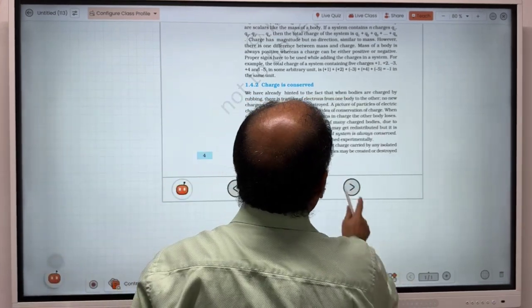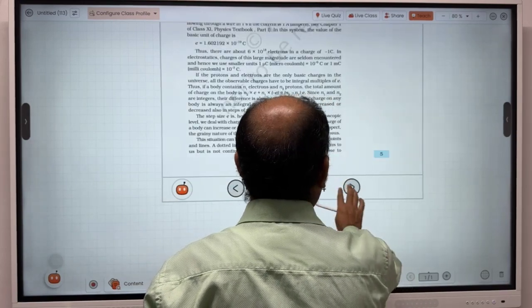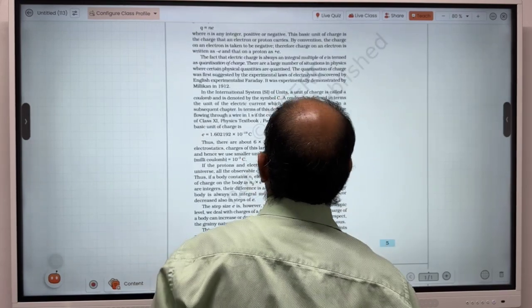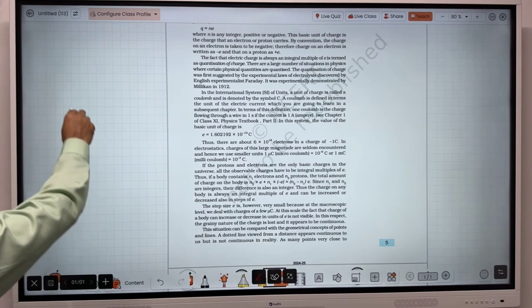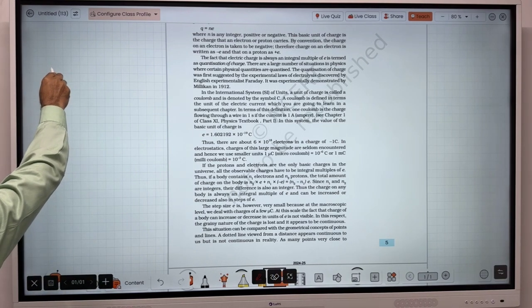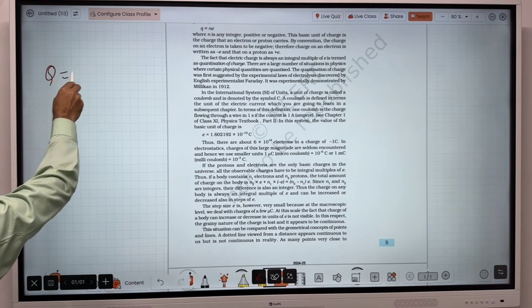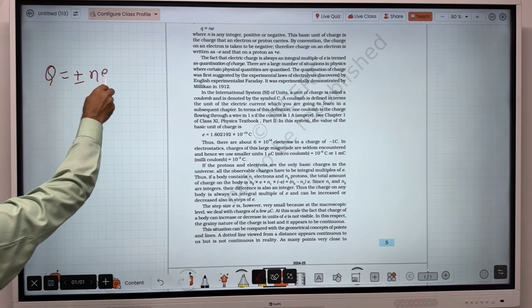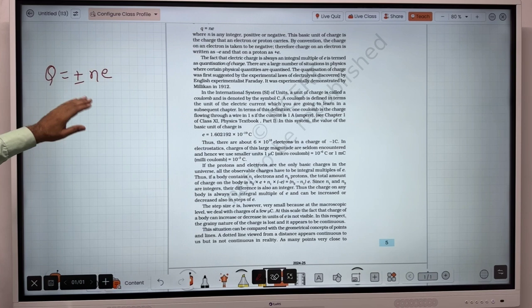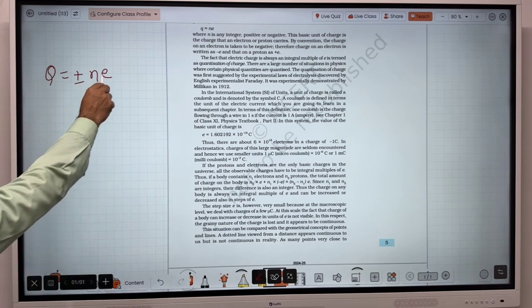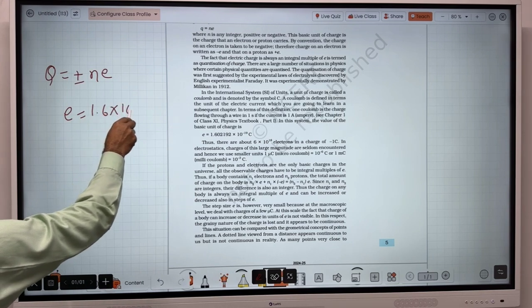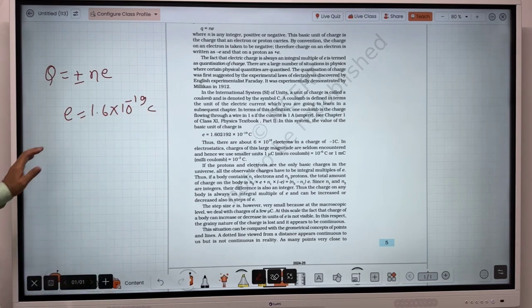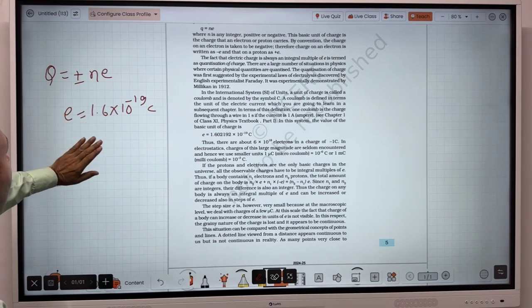Now, let's see further what is quantization of charge. So you know the charge on any object Q is plus or minus N e, where N is the number of electrons and e is the electronic charge, and you remember e equals 1.6 into 10 to the power minus 19 coulomb in magnitude. Although there is a negative sign, I have not written it.